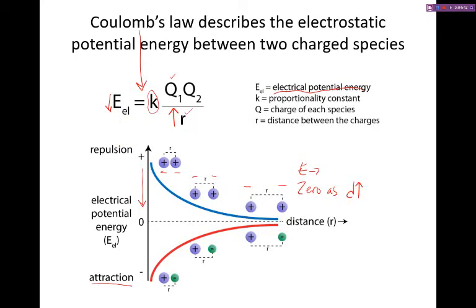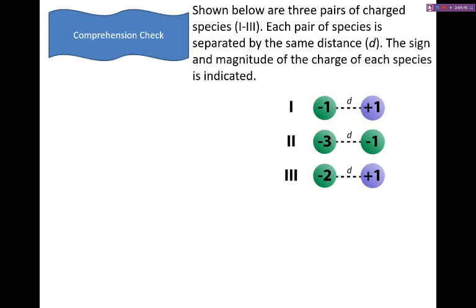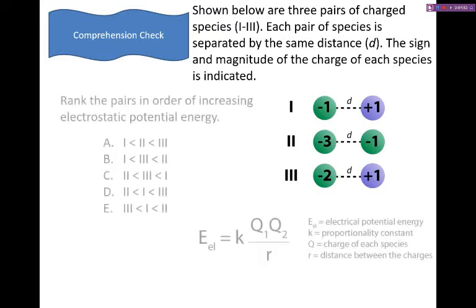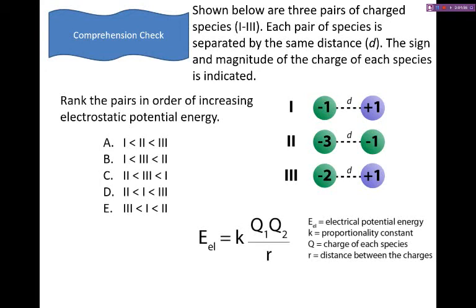Let's look at an example here. This is something that you might see on a homework or an exam. We have three sets of charged particles, and we want to rank them. The way we would do this is by using Coulomb's law. Again, we see in this case that they are separated by the same distance. And so this is going to be a constant, as will the proportionality constant. These two values are constant. So the only thing that matters is the values and the signs of our charges here.